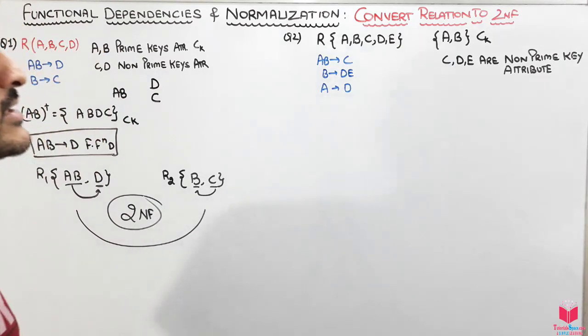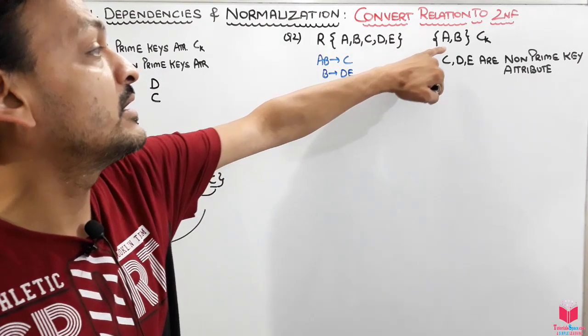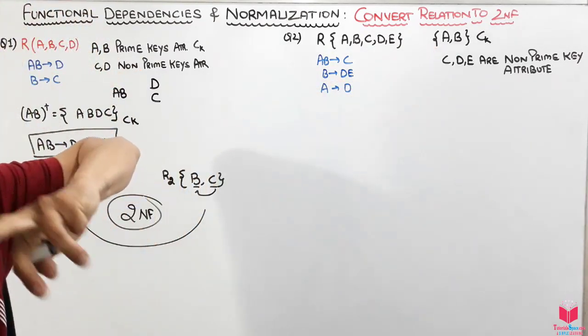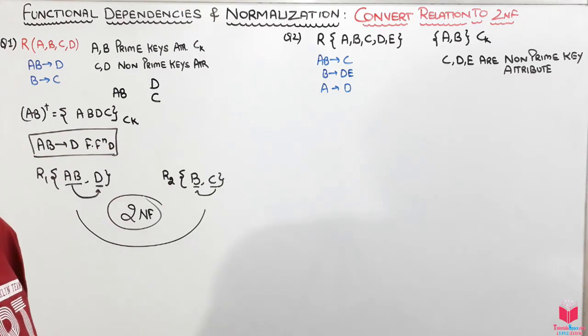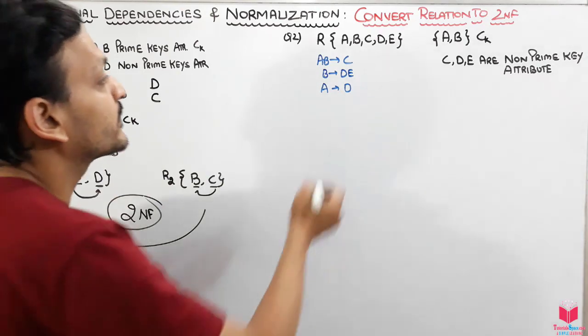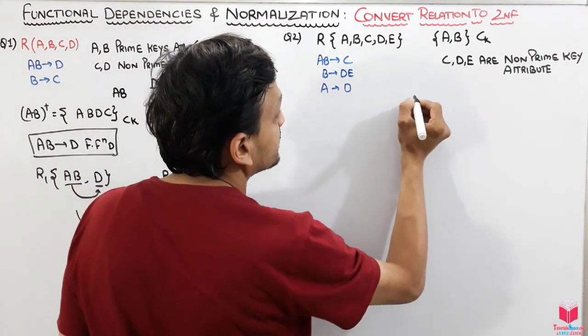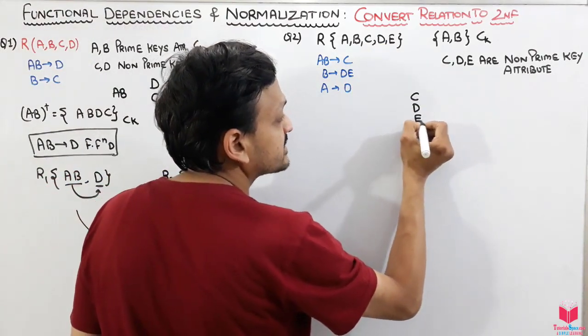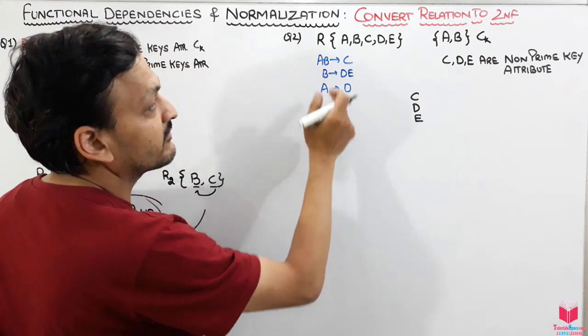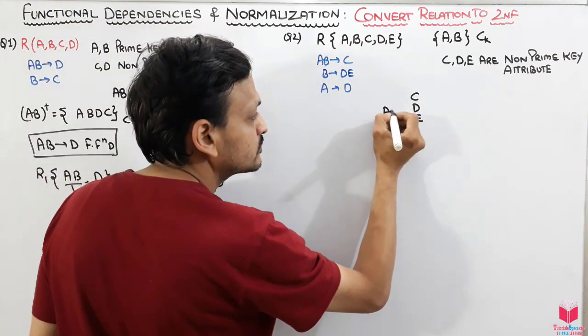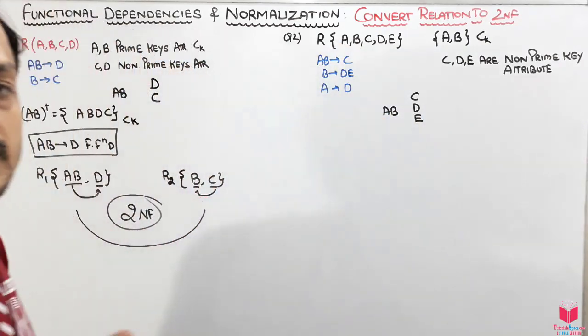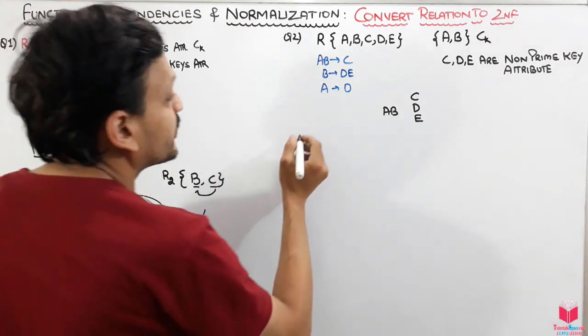Okay guys, it is also given that AB is a prime candidate key and C, D, E are the non-prime key attributes. But first of all we will check whether AB is a primary key or not. How? We will take all the attributes that appear on the right hand side, and the remaining ones are A and B.